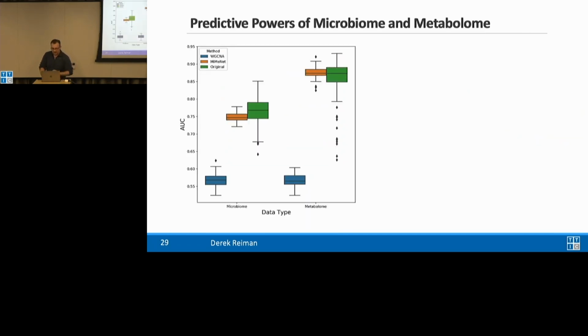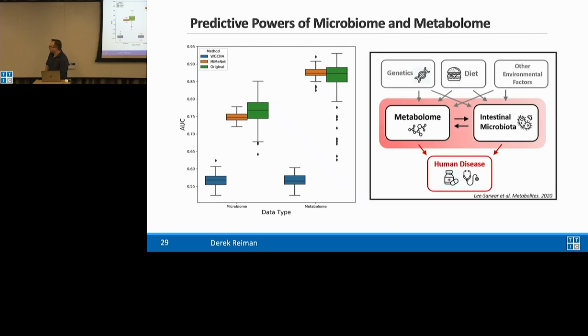Okay, so back to IBD. That was just a detour. One of the things we observed when we did MIMEnet was that the prediction performance of the metabolome was quite a bit better than that of the microbiome. This is interesting based on our understanding of the relationship between the metabolome and the microbiome, each being influenced by separate factors, with a lot of overlap and some unique to each modality.